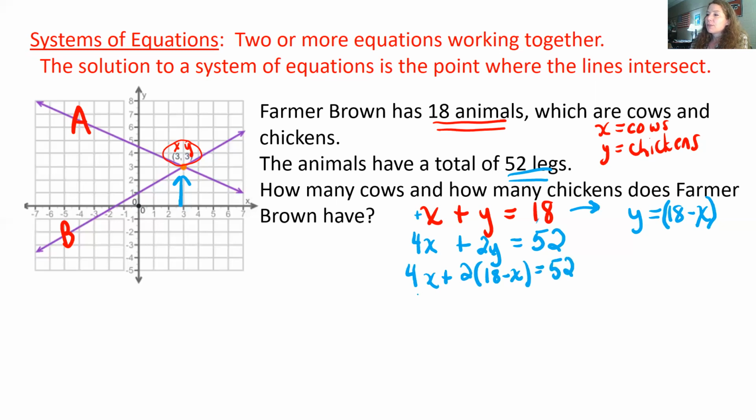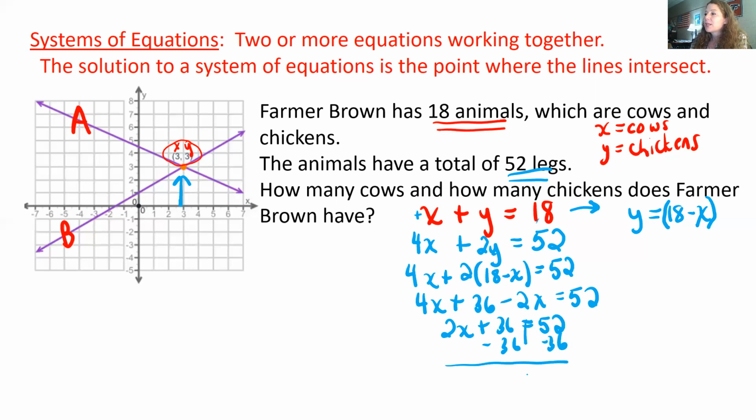Then I could use the distributive property. So 2 times 18 is 36, and 2 times negative x is negative 2x, equals 52. I can combine like terms. 4x minus 2x is 2x, plus 36 equals 52. And then to solve for x, I'm going to subtract 36 from both sides. I'm just solving a two-step equation right now. So 52 minus 36 is 16.